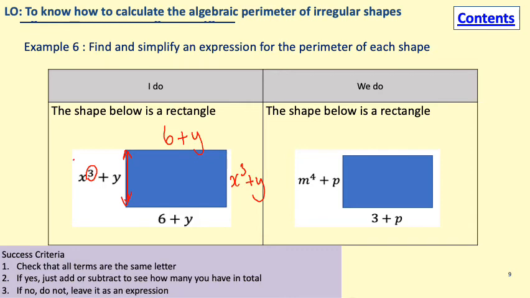So let's collect our x cubed, or x to the power of 3 terms. We've got two of them. So it's going to be 2x cubed. And we're finding the perimeter again. So let's have a look now at, we've got plus y. So I've got a plus y here, I've got a plus y here, I've got a plus y here. So that's going to be positive 4y.